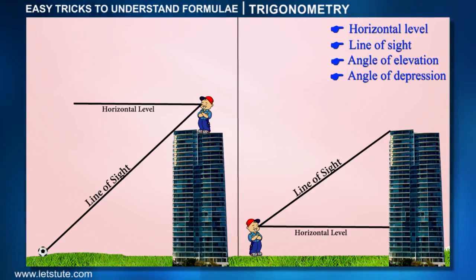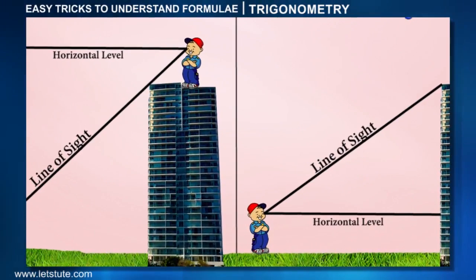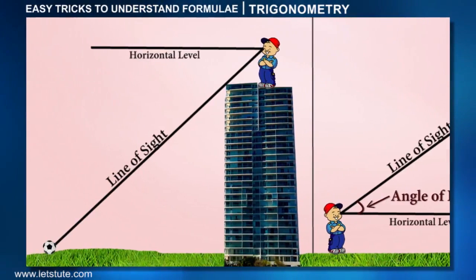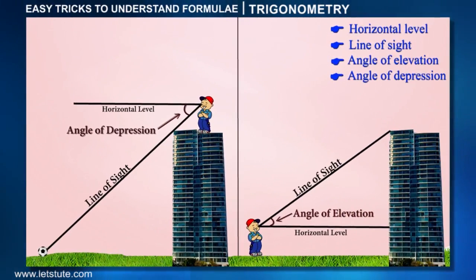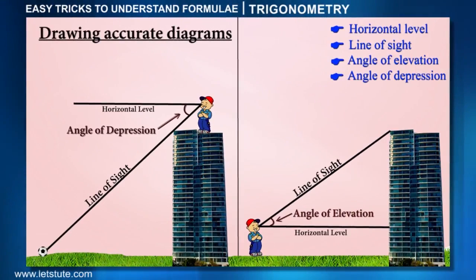Now when we look up, the angle formed by the line of sight with the horizontal level is called the angle of elevation. But when we look down, the angle made by the line of sight with the horizontal level is the angle of depression. So friends, this basic knowledge helps us in drawing accurate diagrams while solving word problems.